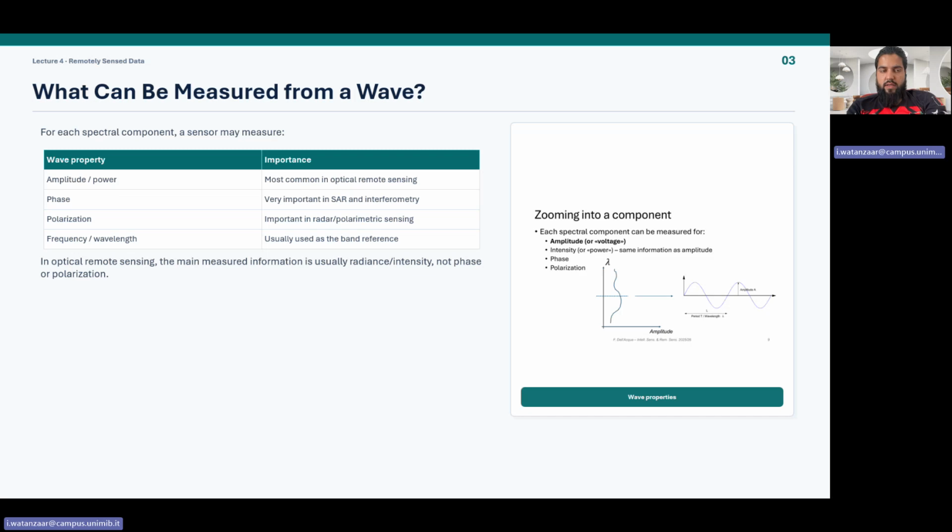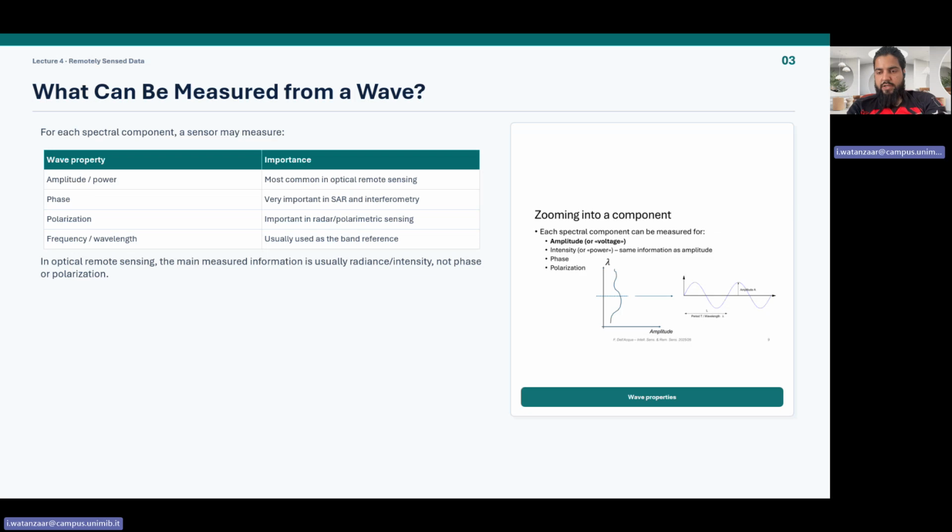From the sensor perspective, we are capturing multiple things from the wave, starting from the amplitude or the power. This is the most common in optical remote sensing. The second one is phase, very important in SAR interferometry. SAR is synthetic aperture radar. So we are capturing amplitude, power, and phase. And the third is polarization.